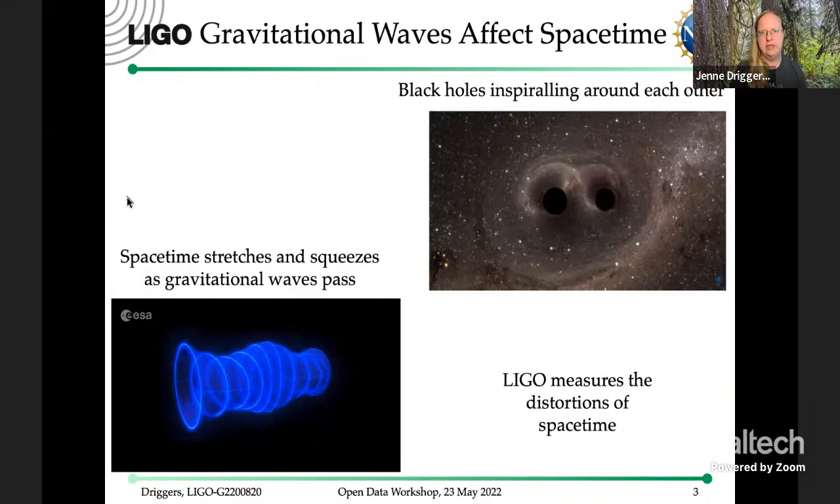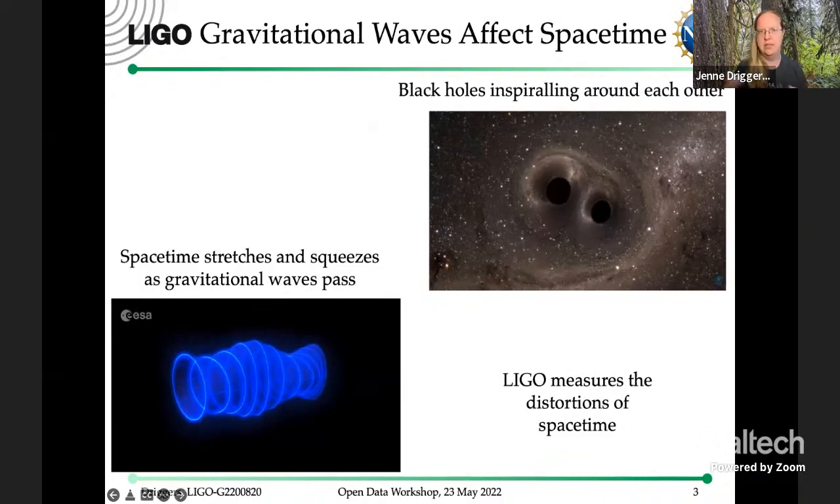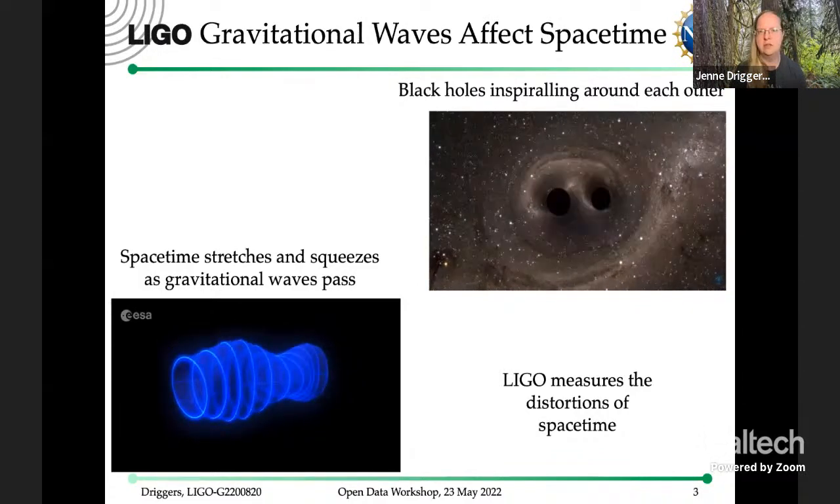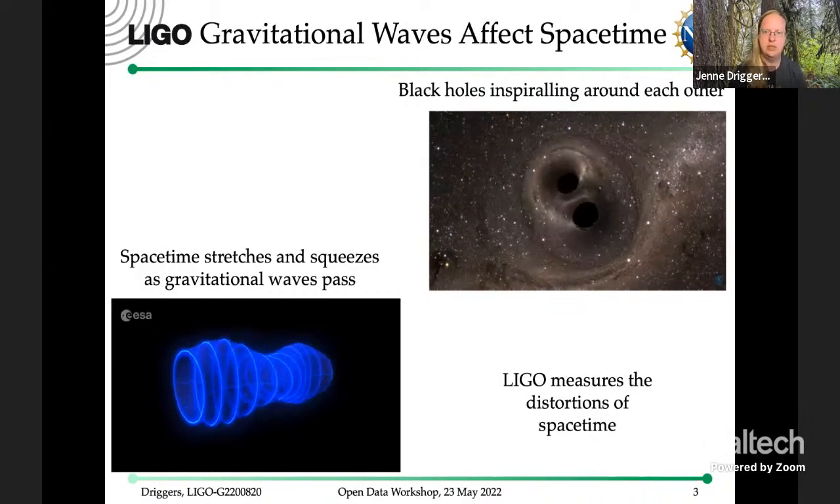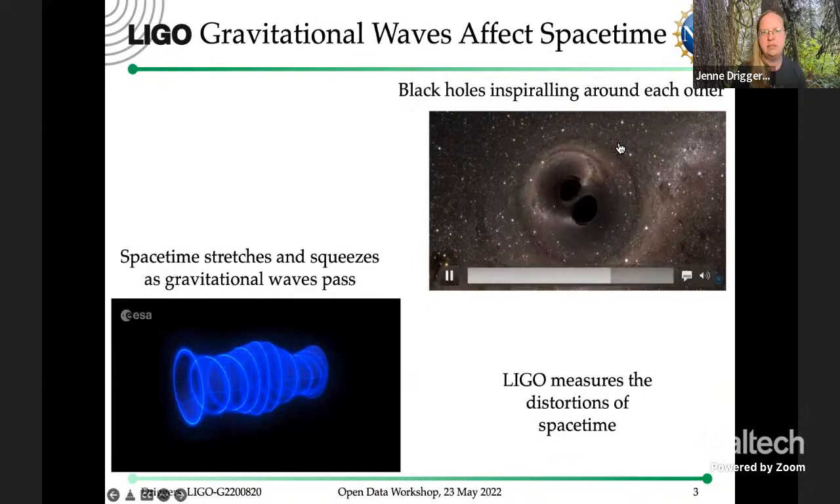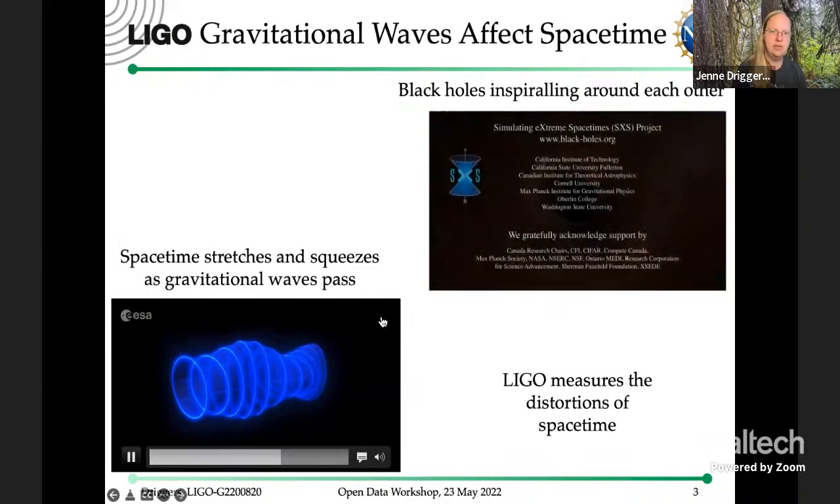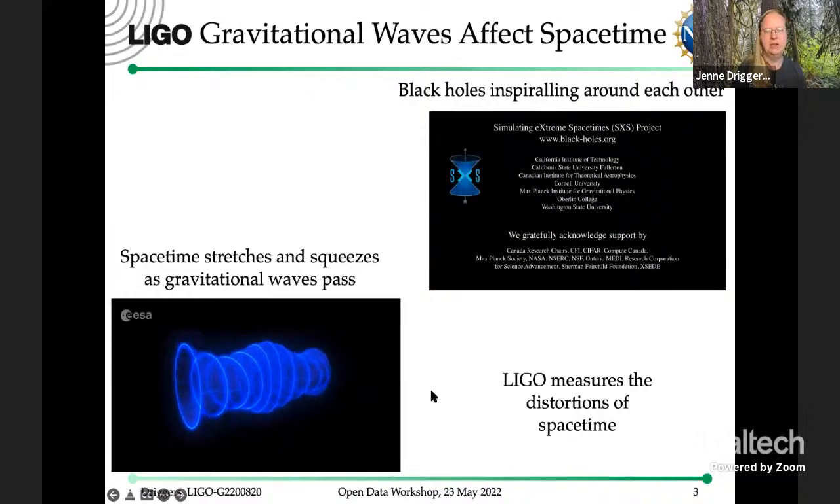First of all, very briefly, gravitational waves are ripples in space-time. They're affecting space-time itself. So in the upper corner, I have this simulation of 2 black holes inspiraling around each other, and they are about to merge into a single final black hole. As they spiral around each other, they're emitting gravitational waves, and space-time is stretching and squishing as the gravitational wave travels along this blue tube. And LIGO and our colleague interferometers measure these distortions of space-time itself.